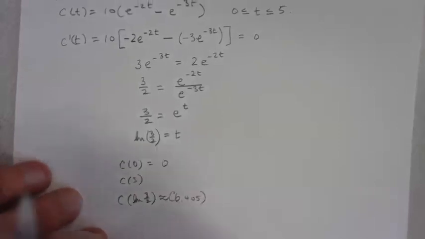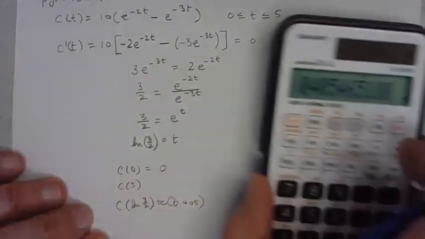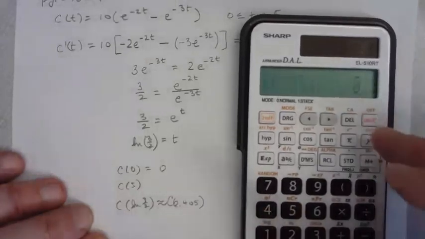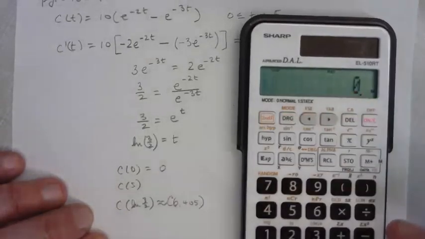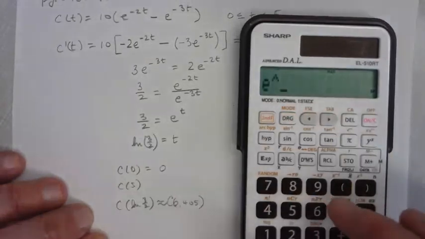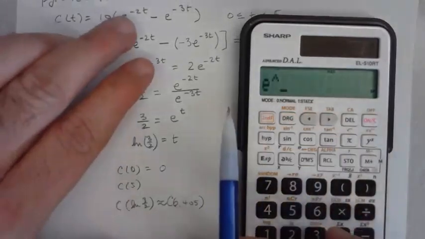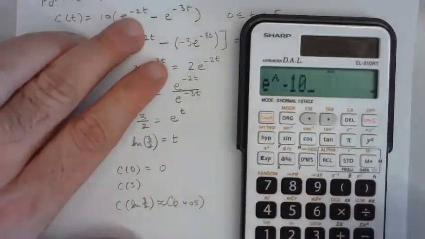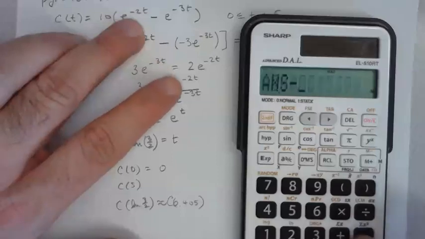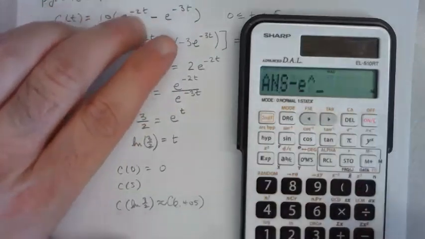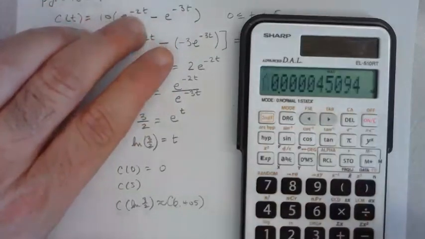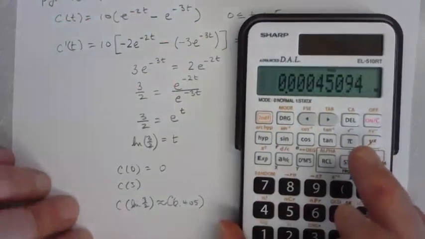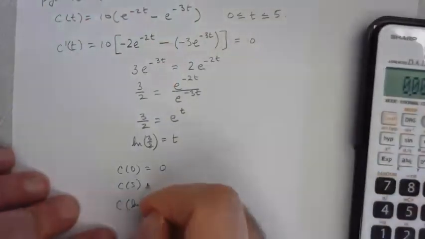Okay. If I put 5, well, that I am going to have to calculate. So let me do that here. So I've got, where's e on this thing? e to the exponent of -2 times 5, so e to the -10, minus e to the -15, times 10. Oof, that's a really, really small number. So 0.00045.